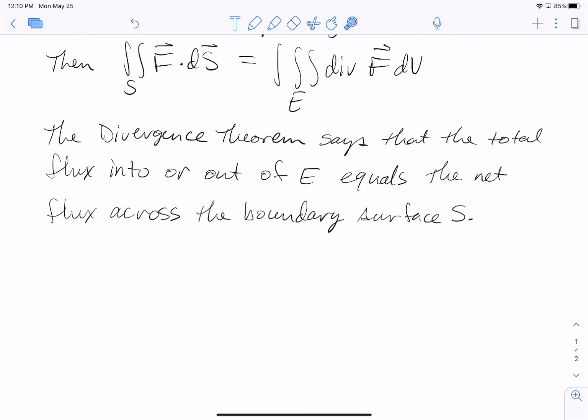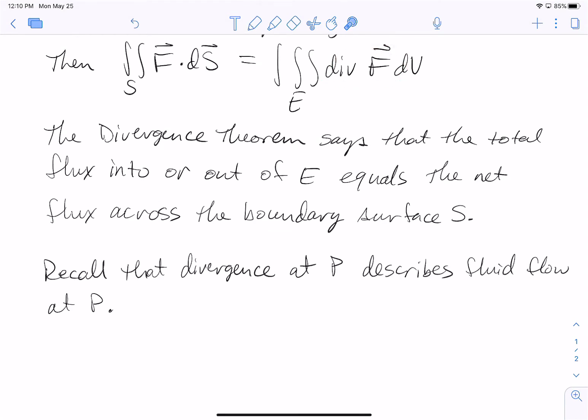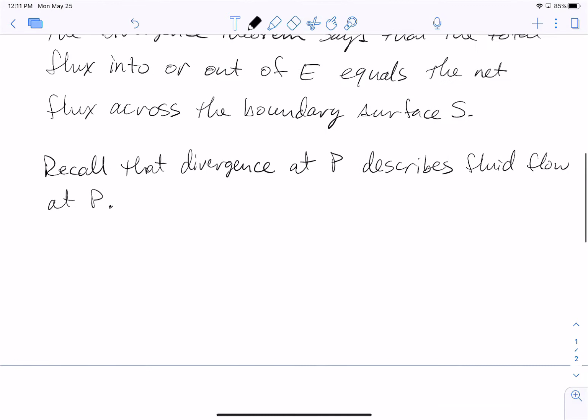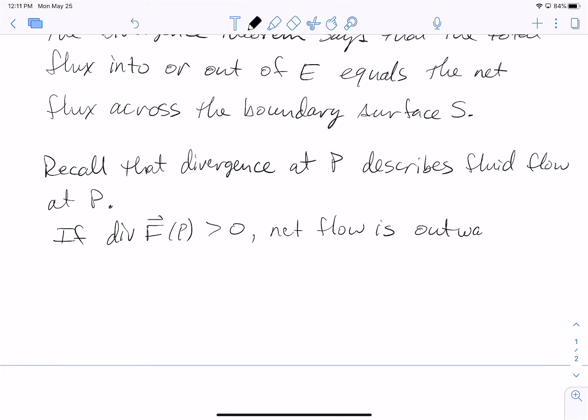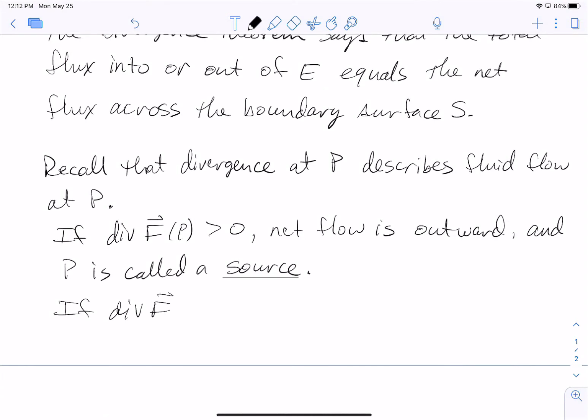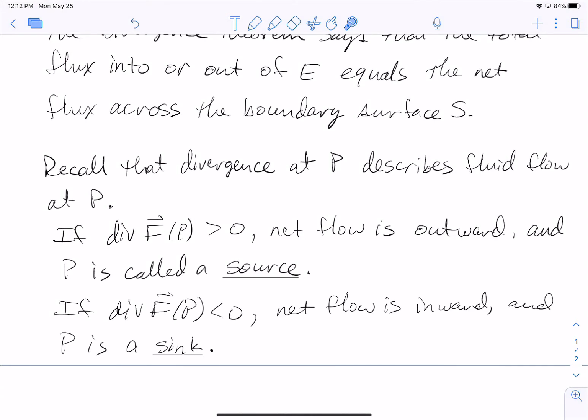Now, as far as the integrand here that has divergence of F, recall that divergence at P describes fluid flow at P. And it's the case that if the divergence of F at a point P is positive, then net flow is outward, and P is called a source. If the divergence of F at a point P is negative, then net flow is inward and P is a sink. And remember, if divergence is equal to 0, then the fluid is said to be incompressible.